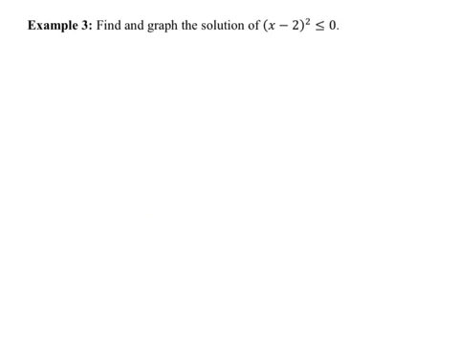Example 3 says, find and graph the solution of quantity x minus 2 squared less than or equal to 0. Now this is a tricky one. What does the quantity x minus 2 squared mean? What does that really mean, Francis? Yeah, that's what it really means.